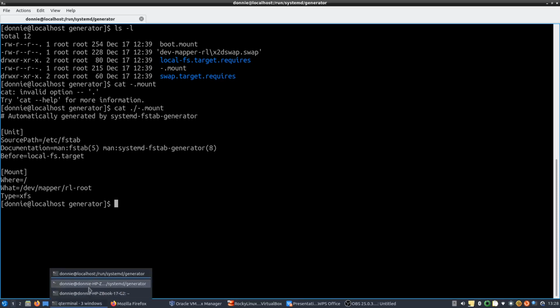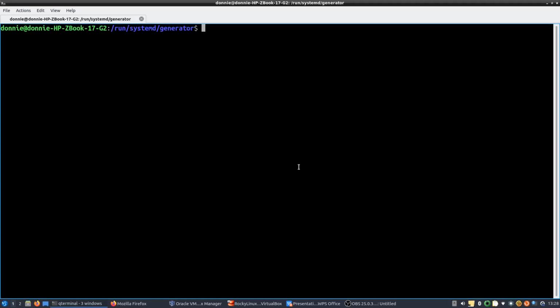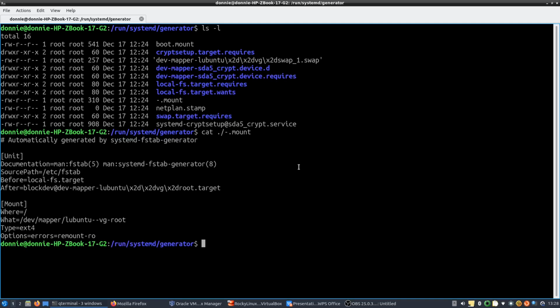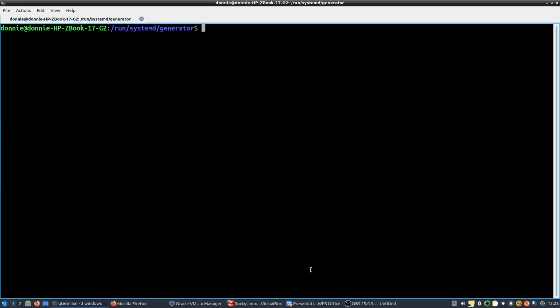And over here, back on the Lubuntu machine, pretty much the same thing, except it's ext4, and we do have a mounting option here. So in this case, we're saying that if there are any errors when we try to mount this, then we'll just remount it as read only.